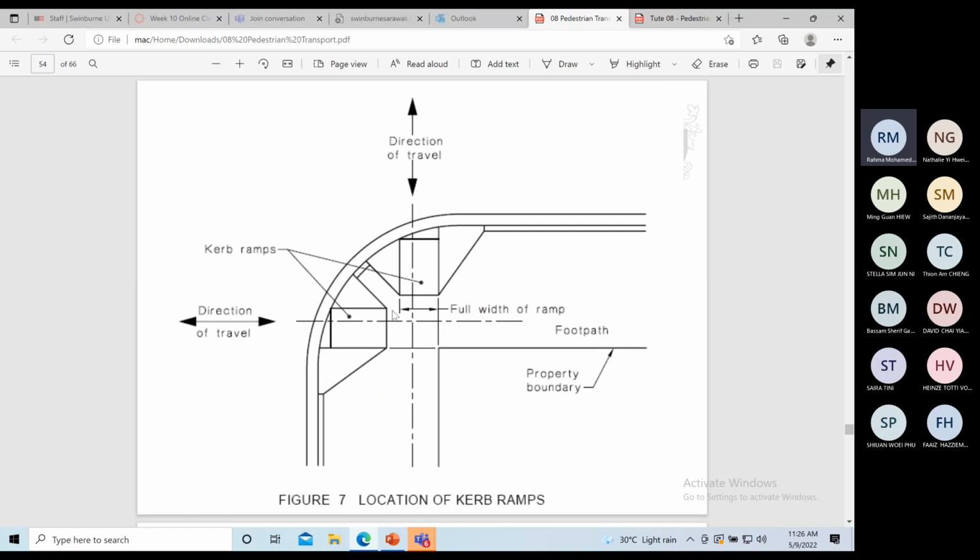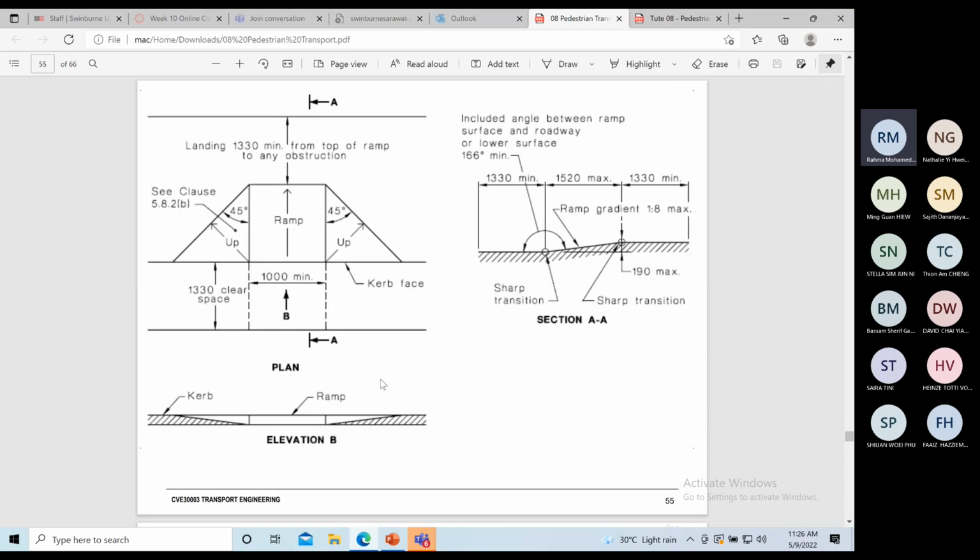This is an example of a curb ramp. Let's see the elevation or side view. This is the side view. You have a curb here. So for normal users, they can just climb up the curb. But for people with disability or using a wheelchair, they have to use some sort of a ramp to climb up the curb.